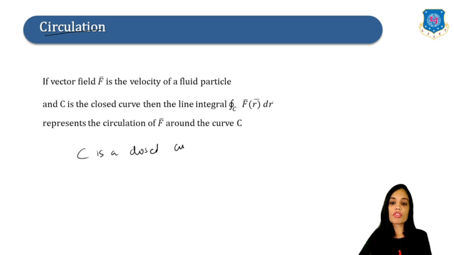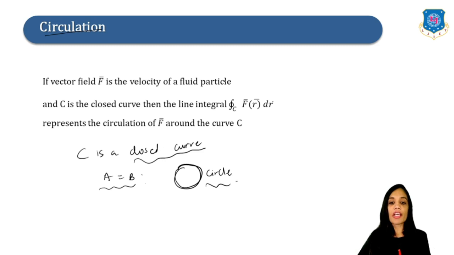So what is a closed curve? When the endpoints are the same, that is when A is equal to B. For example, if I take a circle, it is a closed curve because we don't have more than one endpoint, right? So whenever A is equal to B, then C is a closed curve. For example, a circle. Then we can find the circulation.